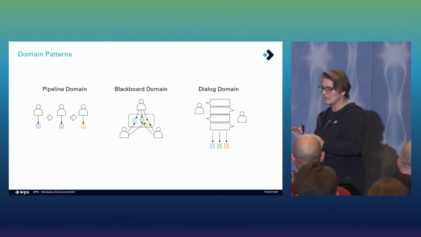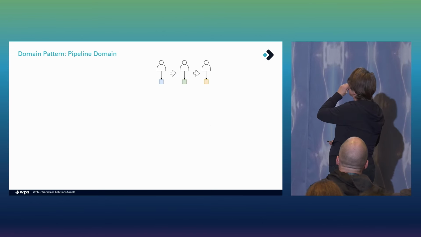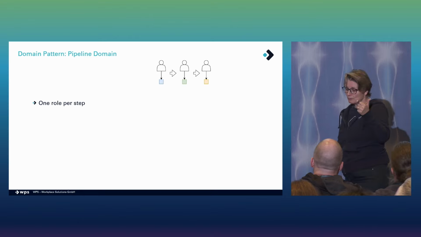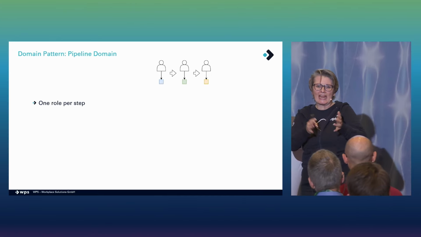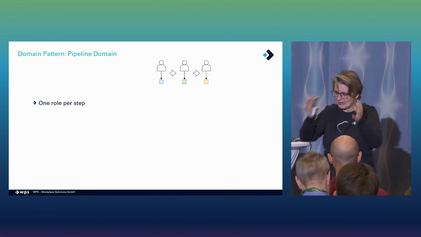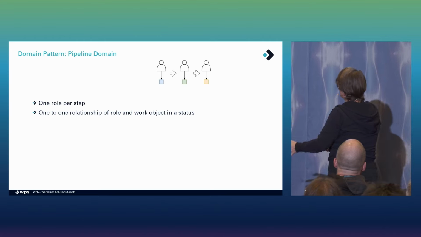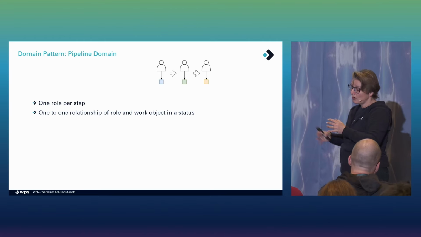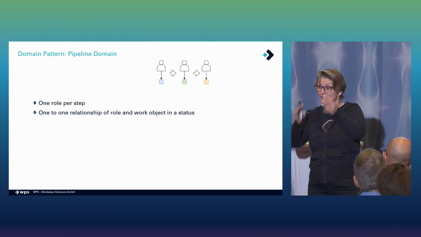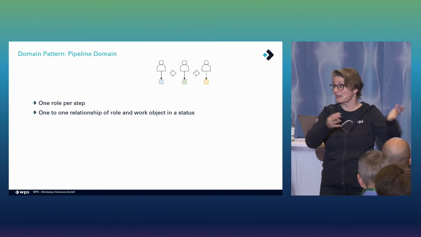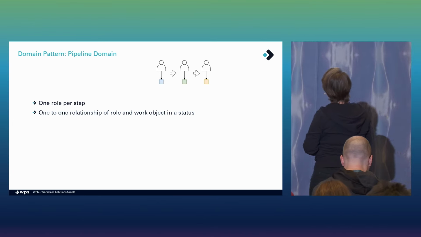I will show you now what this means to us and some examples so that you can relate to that. In a pipeline domain, you have 1 role per step. When you think about a logistic chain, you know that. One person is creating the packaging and the other one is transporting the thing. So there's 1 role per step, a one-to-one relation between roles and work objects in some status. We saw that with the leasing example before. There was the salesperson who did the discussion with the customer, and the other one, he voted the contract. One status per object and 1 role.